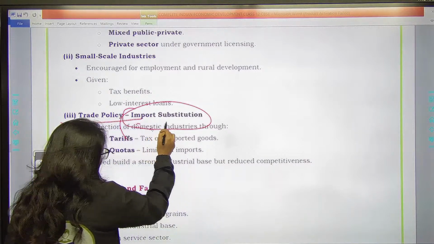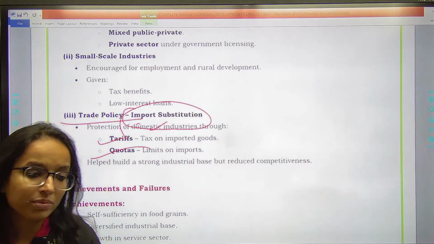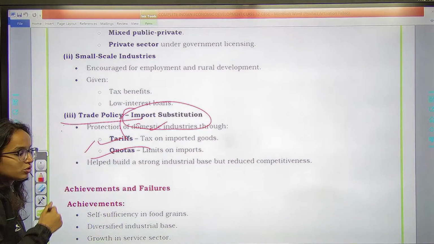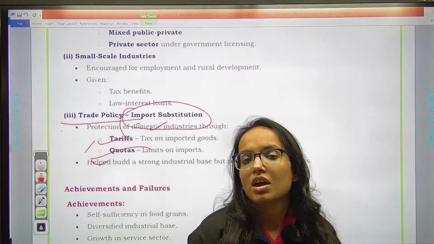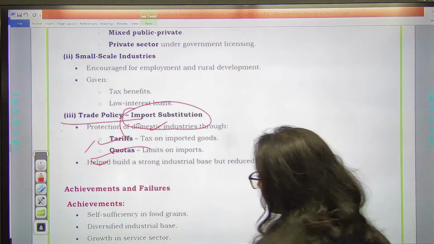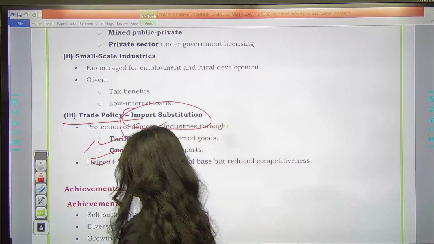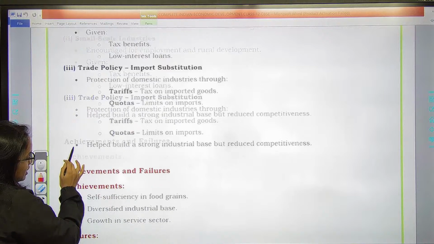Protection of domestic industries through tariffs and quotas. We wanted to protect the domestic industries with tariffs and quotas. Tariffs क्या होते हैं? जो भी टैक्स हम imported goods पे लगाते हैं. Quota क्या होता है? Quota is quantitative restriction, like how many, so it is quantitative, right? It is not related to price. How much volume of something can you import? So this used to be the quantitative restriction. It helped build India a self-reliant economy.